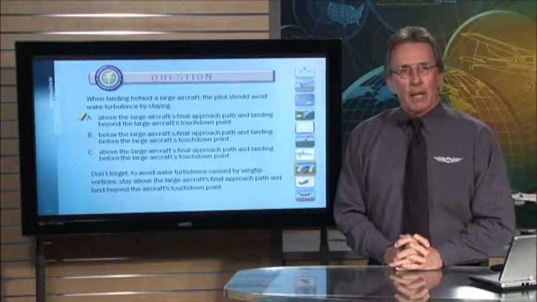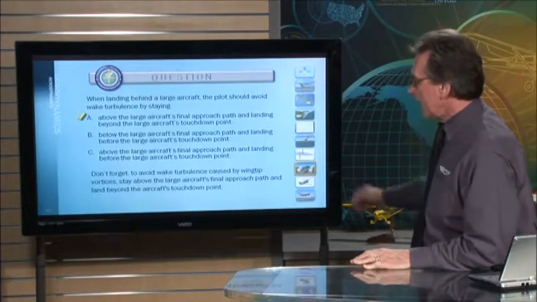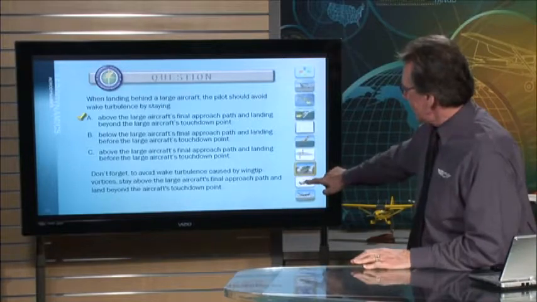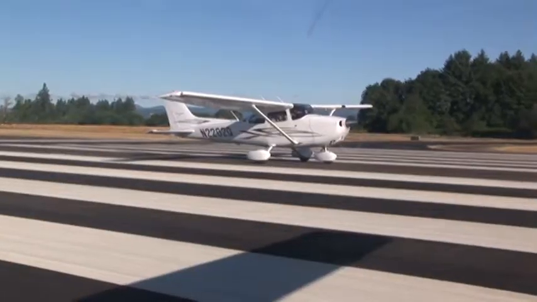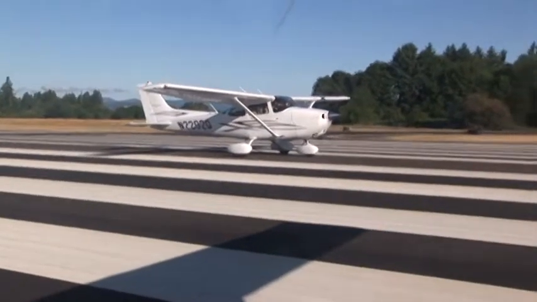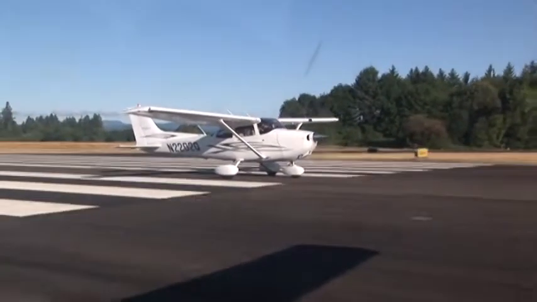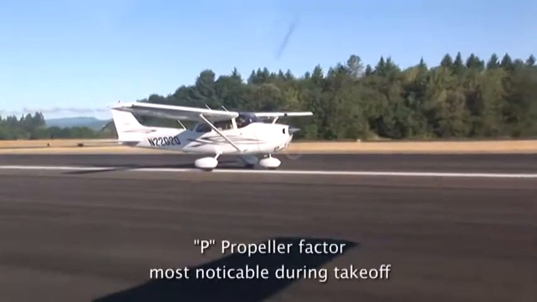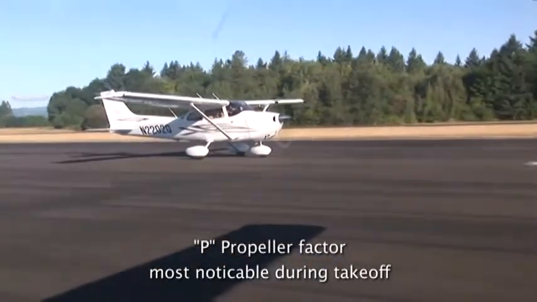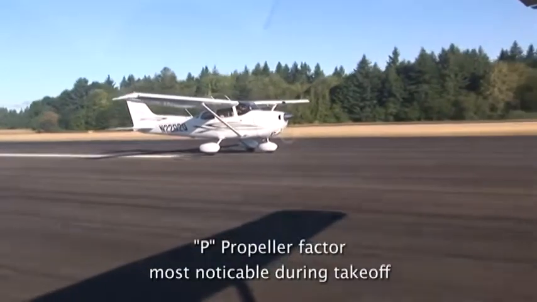On to another topic and back to our instructor. This topic, left turning tendencies. See you back here in just a while. The first of the left turning tendencies is P factor, sometimes called propeller factor.